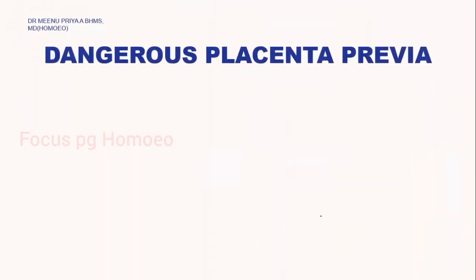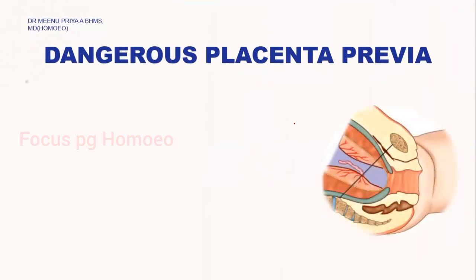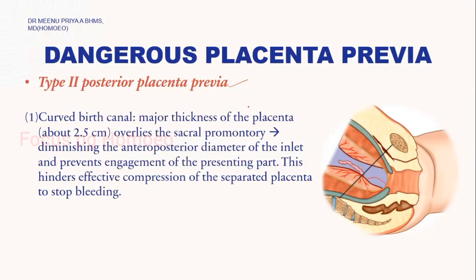Next, something called dangerous placenta previa. A question can be asked: which type will come under the dangerous placenta previa? The answer is type 2 posterior placenta previa. That means type 2 is marginal, and it is a posterior presentation of placenta previa.